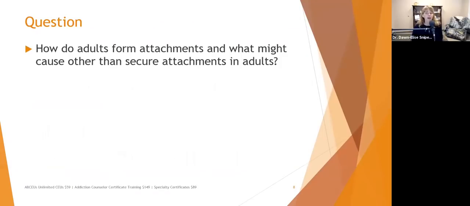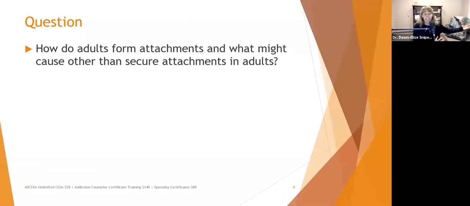What might cause other than secure attachments in adults? Again, they could have even had a decent or even very good upbringing. I have a lot of clients who come in and they're talking to me and they're like, you know what, Dr. Snipes, I had a great life growing up. My parents were good, school was good, I wasn't bullied, I got decent grades, and yet I'm here. And we want to start looking at what changed.